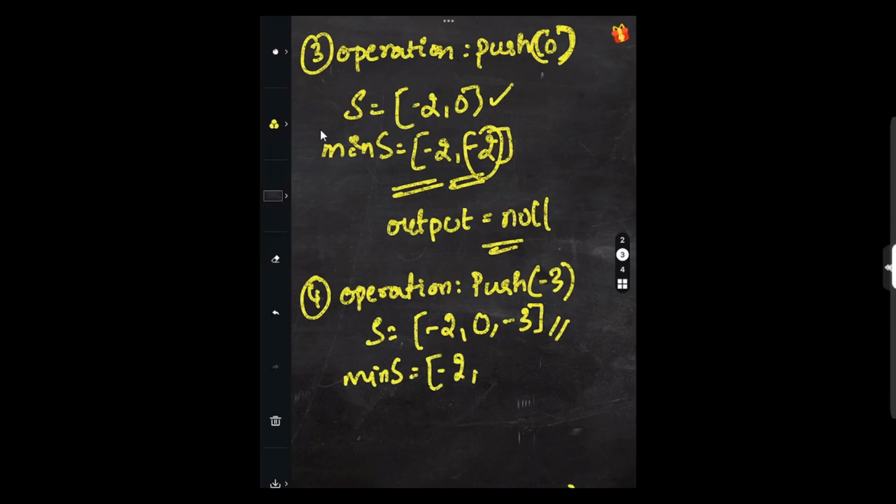We already have minus 2 and minus 2, and the smaller value of minus 2 and minus 3, we will be adding minus 3, right? So we are adding the smaller of minus 3 and the top of the min stack, nothing but minus 2. The min stack will be minus 2, minus 2 and minus 3. The return value of push is void, so the output will still be null.